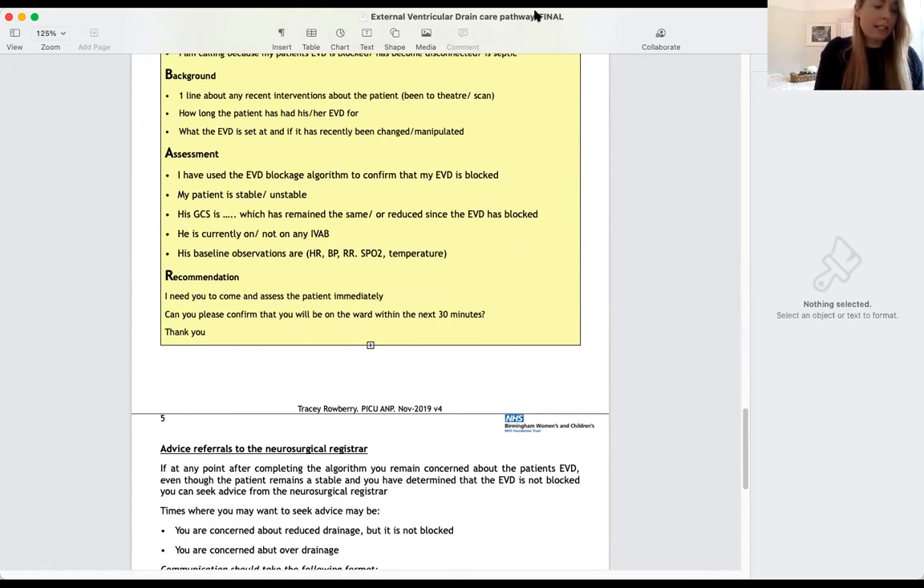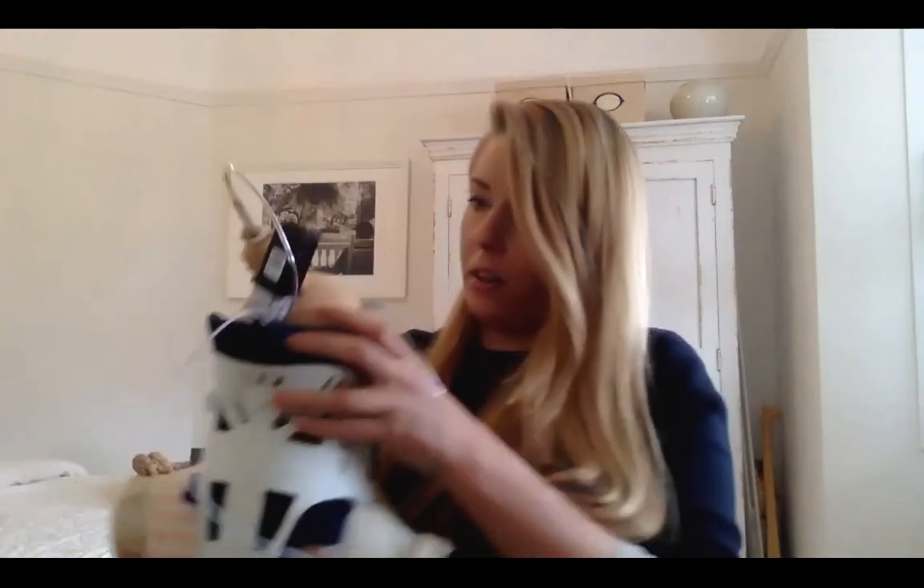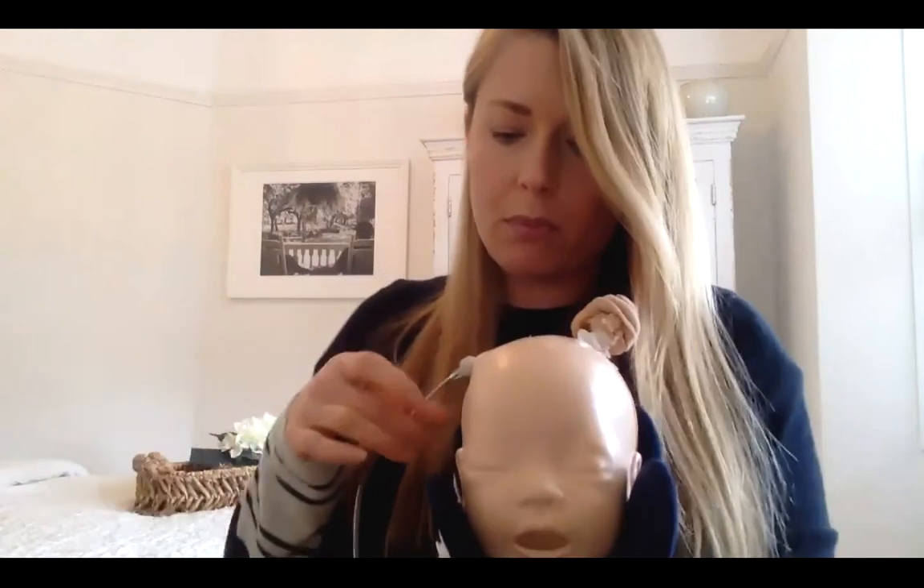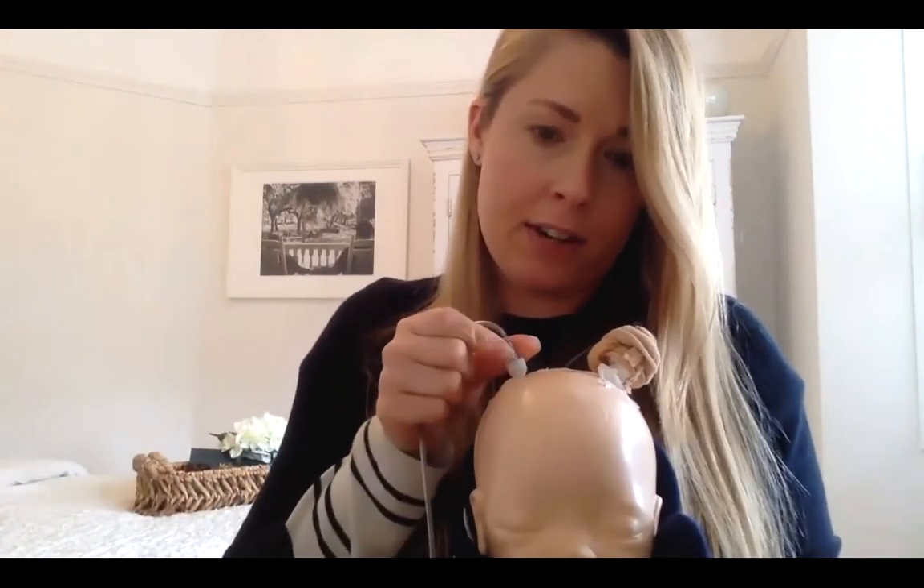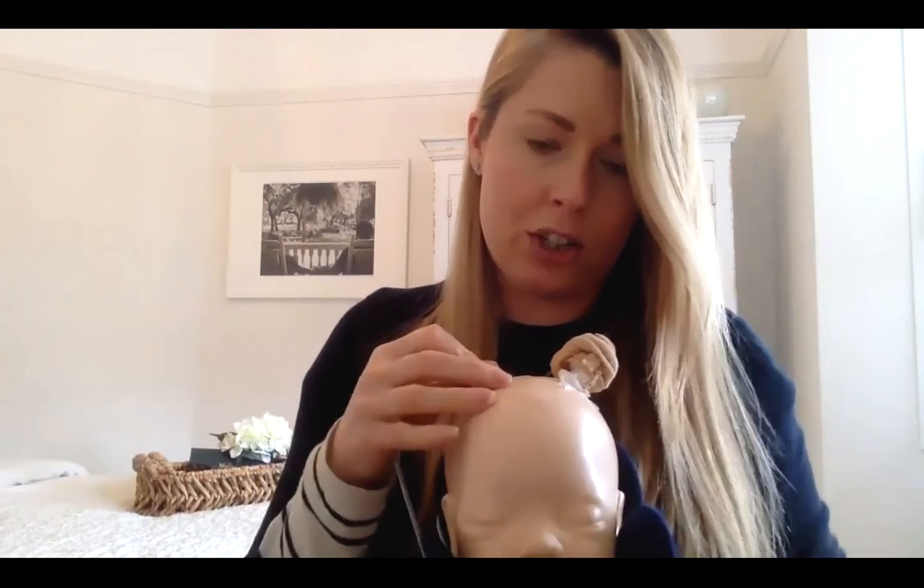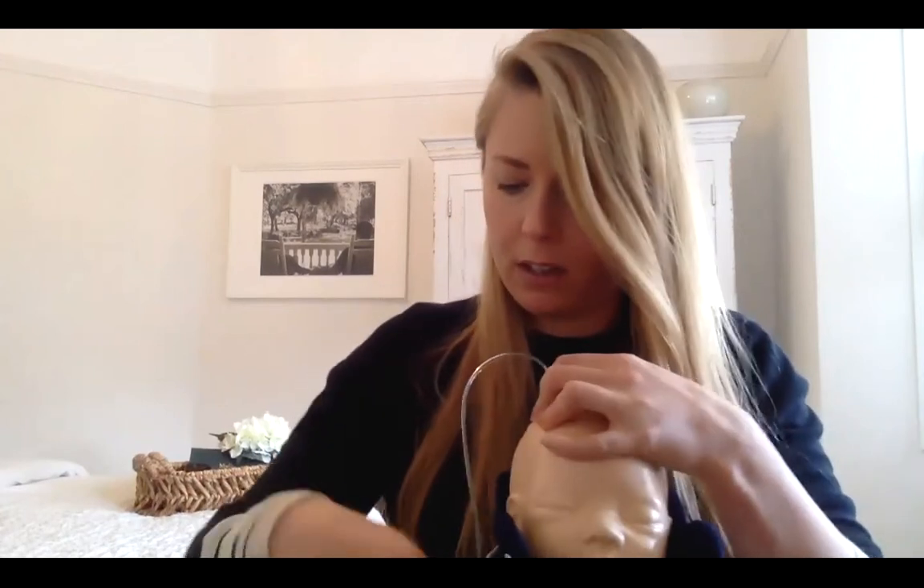So the EVD system itself, everybody will use a slightly different system, and it doesn't matter which system you use, the principles are all the same. Hopefully you can see this, the patient. So the EVD catheter will obviously be inserted, and the first connection here is like a Luer lock connection, so you need to make sure that that's tight.